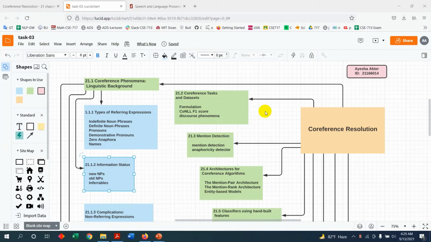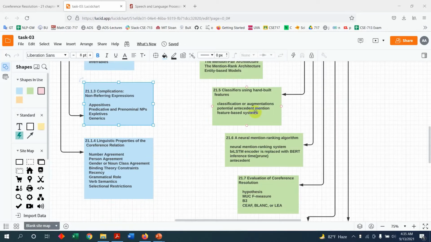The next part is information status. Mentions can be definite NPs or indefinite NPs, pronouns, including zero pronouns, or names. The surface form of an entity mention is linked to its information status, that is, whether it is new, old, or inferable, and how accessible or salient the entity is. Some NPs are not referring expressions, such as the pleonastic it in, it is raining.